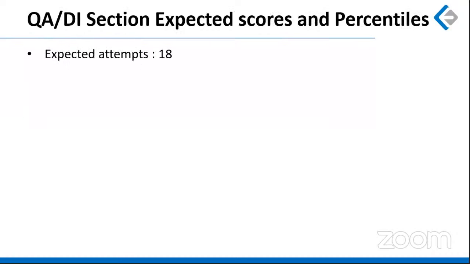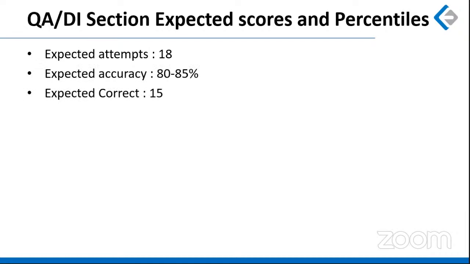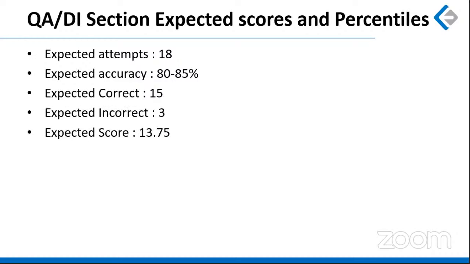And based on these 18 attempts, if we map the accuracy to 80 to 85%, we can conclude that 15 questions correct can be a good number here. 3 incorrect, which helps us reach the net score of 13.75, which will be our 98th percentile.